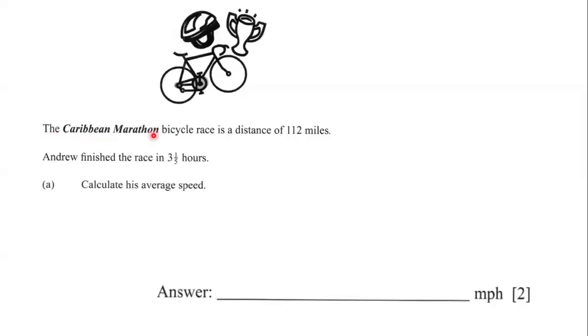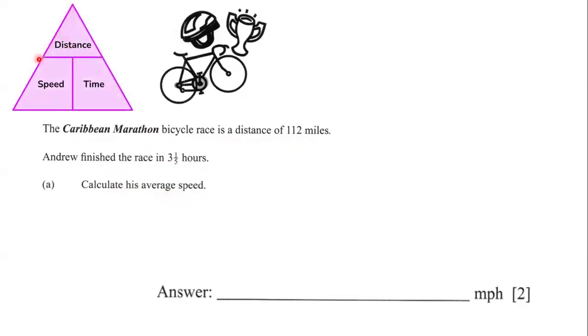The Caribbean Marathon Bicycle Race is a distance of 112 miles. Andrew finished the race in 3 and 1/5 hours. Calculate his average speed. Now here they want us to determine his average speed, and we're going to use the distance, speed, time triangle to help us.